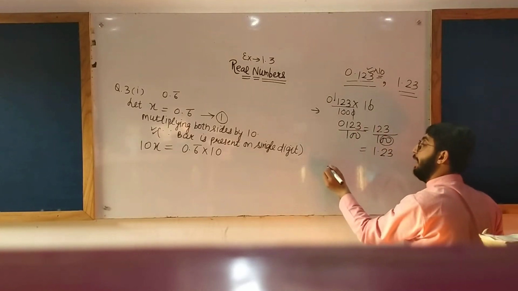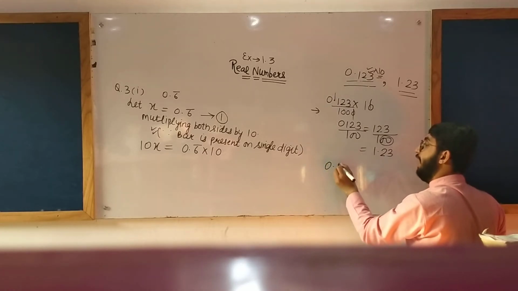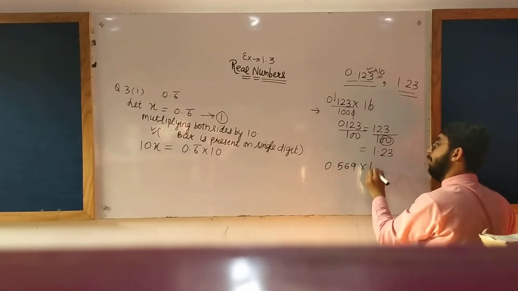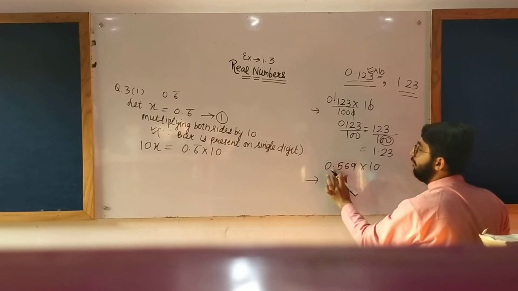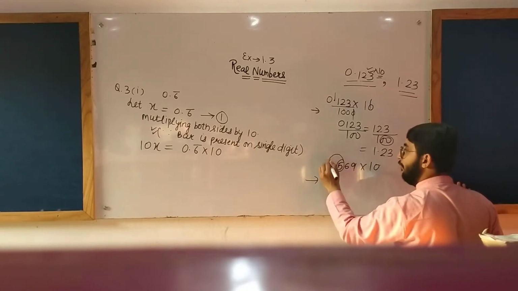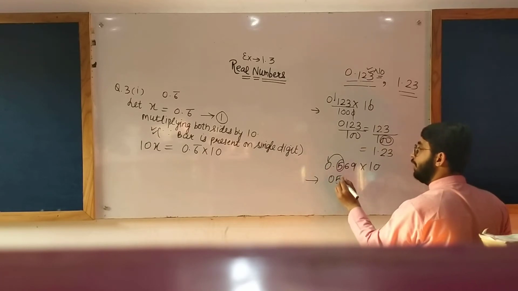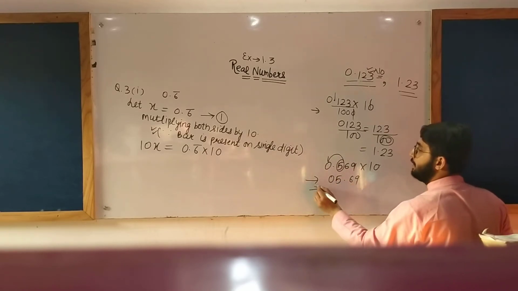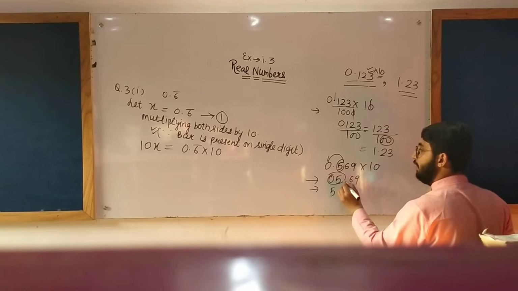Again, let us understand. If you multiply 0.569 by 10, what will happen? Simply, the very next digit after the decimal, which is 5, will shift. 0.569. As you know, 0.5 means 5.